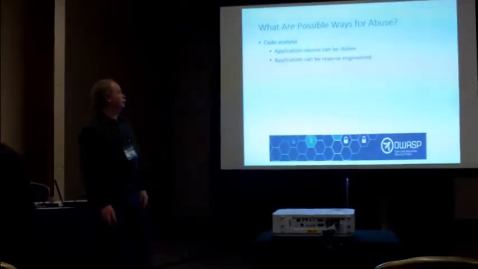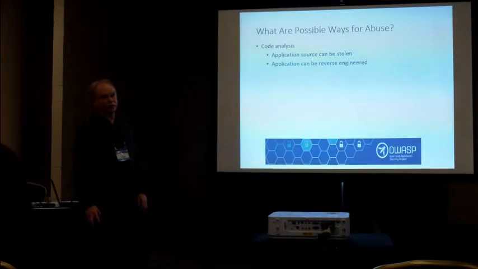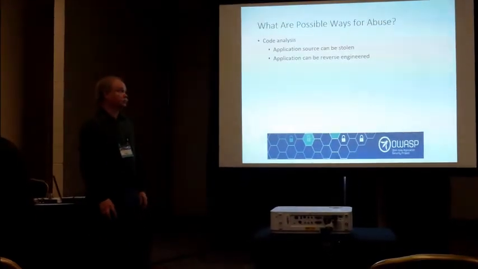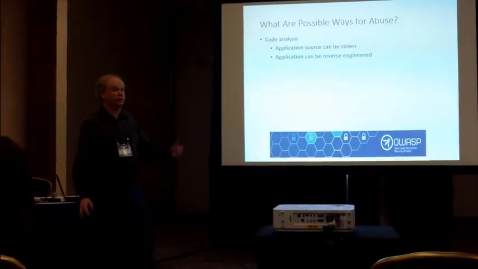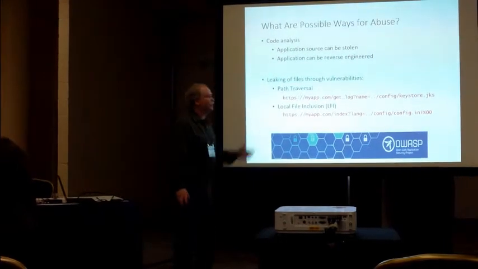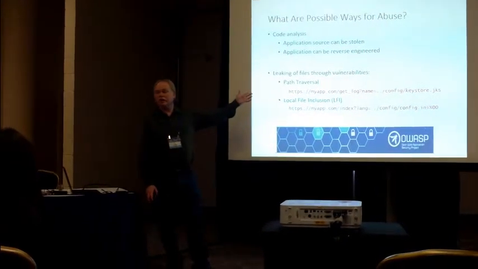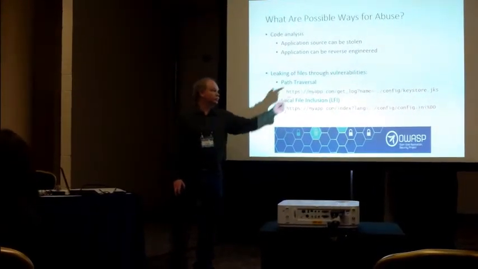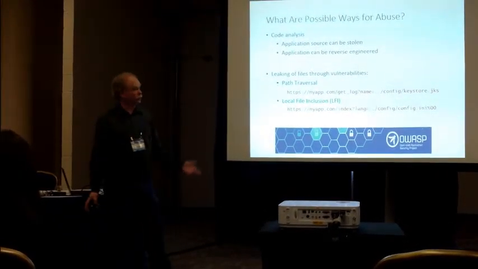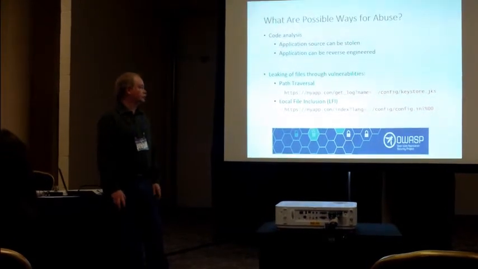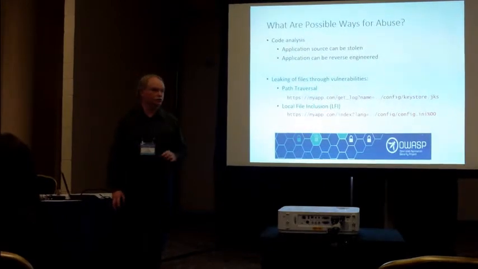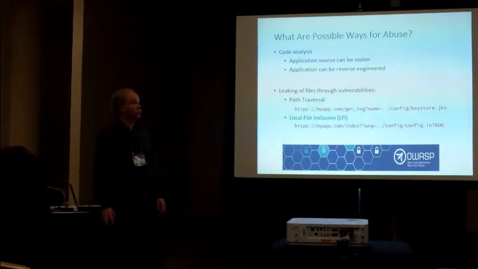We need to know that you can reverse engineer the application, and obfuscators are great, but there are ways around those. Just go to DEF CON and you can see lots of ways. Leaking files through vulnerabilities, and this one is the one that we see most often. Path traversal vulnerabilities. They're grabbing the key store there. If I've got the key store and I can get the key, no problem. Local file inclusion. Somebody's grabbing your config ini file, which has got all those lovely secrets that you so carefully, lovingly base 64 encoded in there.